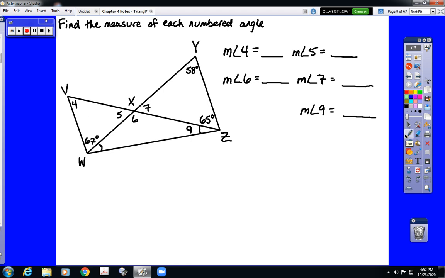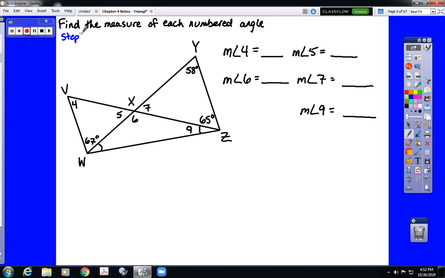Now here we have a relatively complex multiple angle problem where we're asked to find the measure of each numbered angle, which would be 4, 5, 6, 7, and 9 in this picture. Again, when we do a problem like this, we may not be able to go in numerical order. In fact, in this picture, there is only one angle that we are able to find right away, and that is the measure of angle 7.